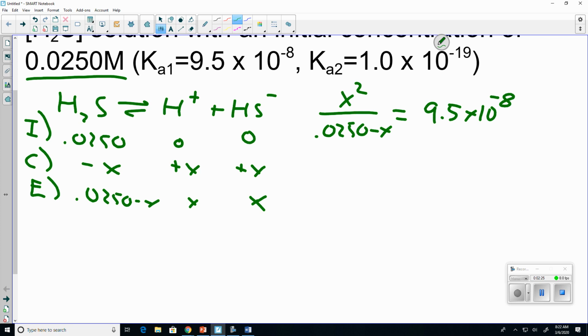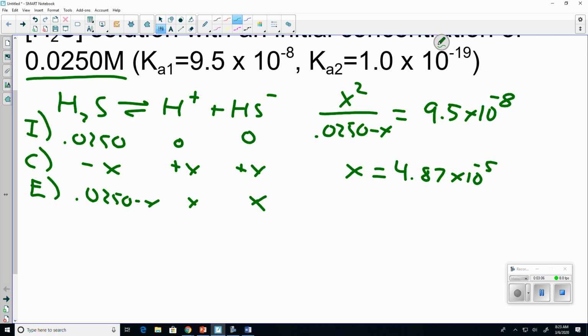Remember that minus X in the denominator is such a small value considering the fact that 0.025 to start with and 9.5 times 10 to the negative 8 are very different from one another. So we're going to cancel that out. That gives us a little bit of a shortcut here. So then I would multiply both sides by 0.0250, take the square root of both sides. I'm not going to show all of that work just to save a little space here. I would tell you that I would get 4.87 times 10 to the negative fifth for my X value.